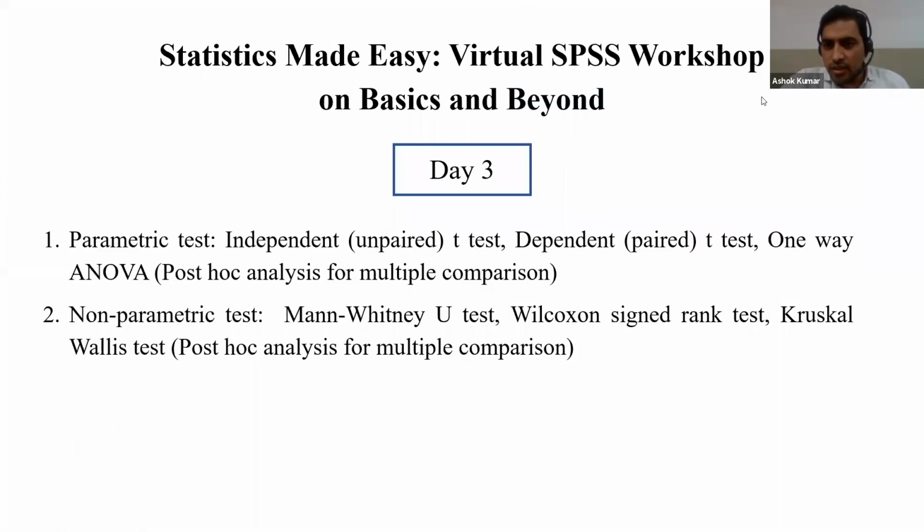I'm going to start with the pending topics because yesterday we left these things. I thought I should complete them first, because it is necessary, not to complete in a hurry, but for the participants to understand. We left the parametric test. I have given a demo on independent t-test and dependent t-test. Today we will discuss one way ANOVA and then non-parametric tests: Mann-Whitney, Wilcoxon, and Kruskal-Wallis. So you have to remember this.